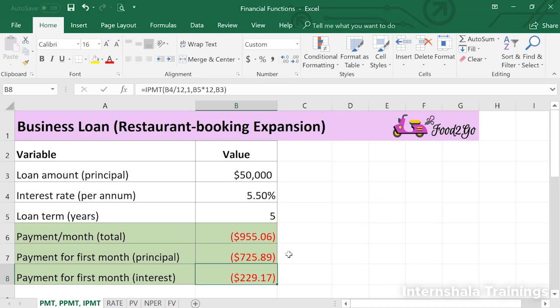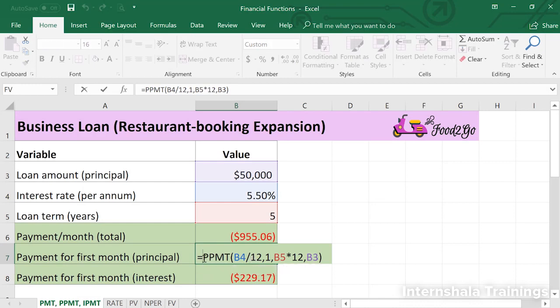If we did for any reason want to display these as positive values instead, we can simply insert a negative sign before our functions like this.